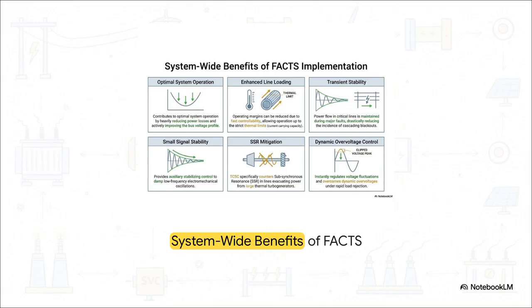Panel 1, Optimal System Operation Reducing Power Losses. Panel 2, SSR Mitigation. Panel 3, Transient Stability, Dampening Oscillations. Panel 4, Dynamic Overvoltage Control. Panel 5, Voltage Profile Improvement. And Panel 6, Thermal Limit Exploitation, meaning we can confidently push line loading right up to its strict thermal limits because of the fast controllability FACS provides.